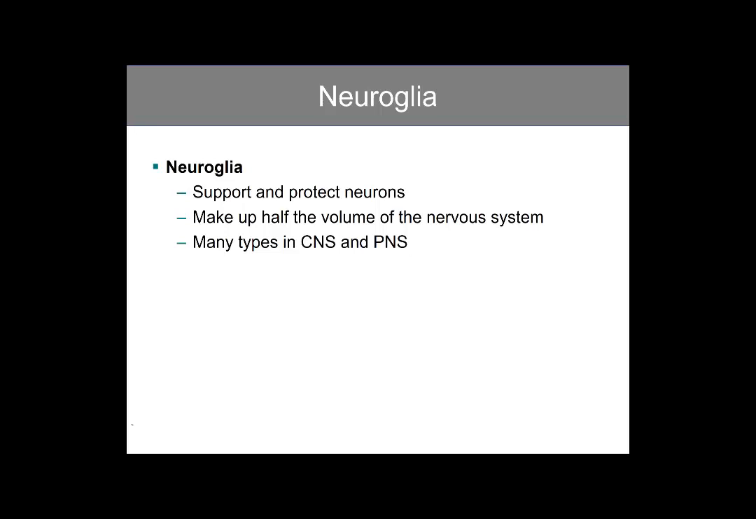If you recall, in a previous lecture, we introduced the two main cell types of the nervous system. We had the neurons, which are responsible for carrying electrical impulses or action potentials through the body. And then we have these glia cells, which are supportive in nature. They support and help protect the neurons.